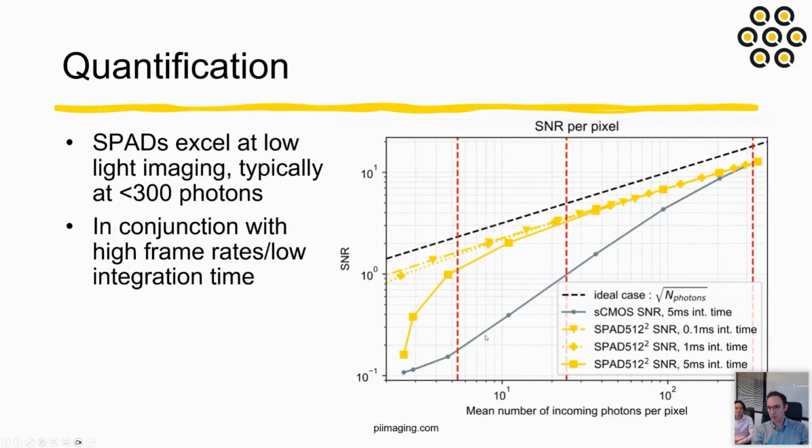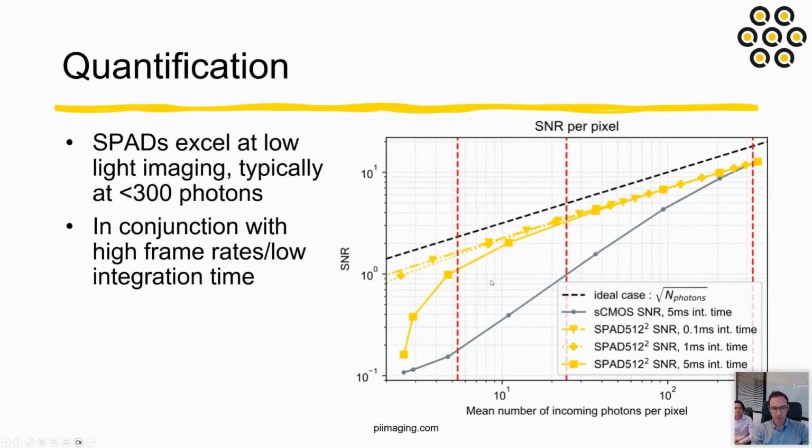You see then, when we increase the integration time of a SPAD to 5 milliseconds, we have a small influence of the dark count rate here in this left part of the curve. This is of course there because we accumulate just more dark counts.